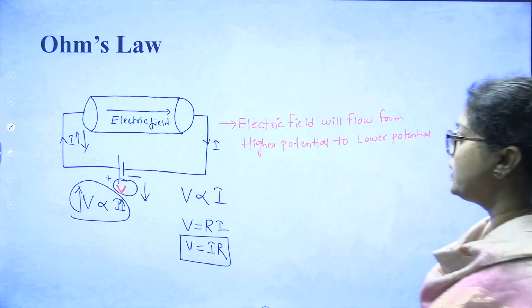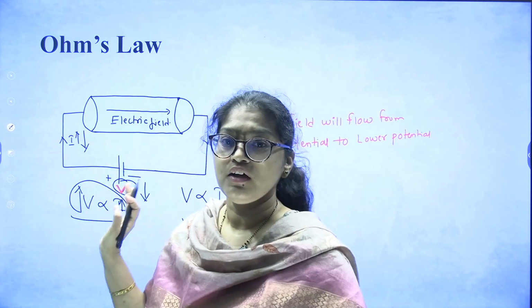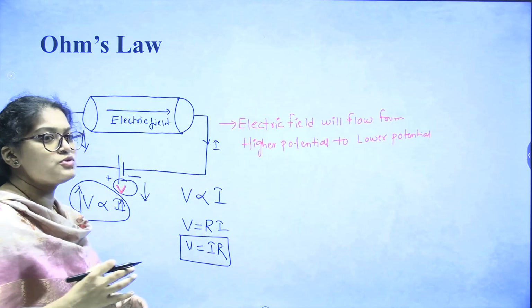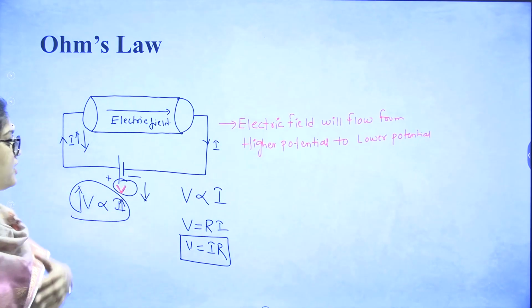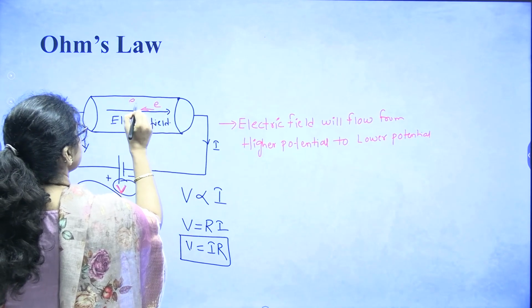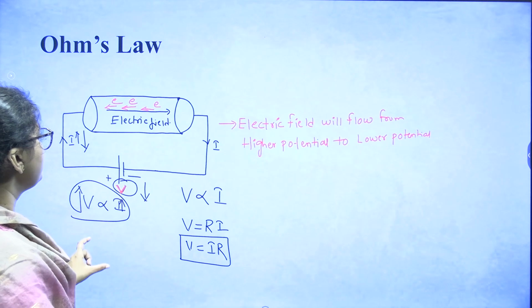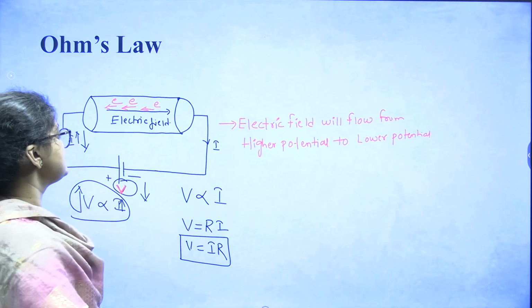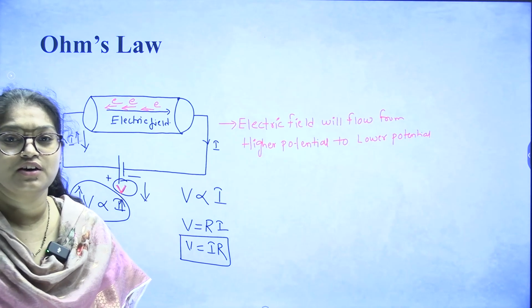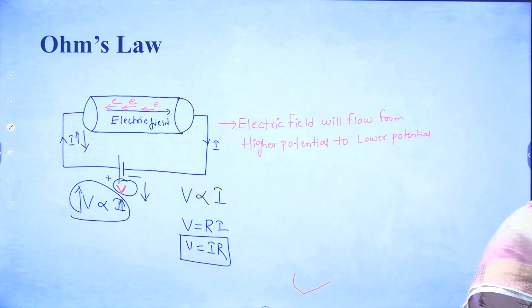Clear? Now the electric field is established by connecting a battery and current is also produced here. Now we have to know in which direction the electrons move. We already discussed this. The electrons will move in the opposite direction, as we have been discussing for the last two to three classes, because electrons have negative charge, protons have positive charge, and neutrons have neutral charge.